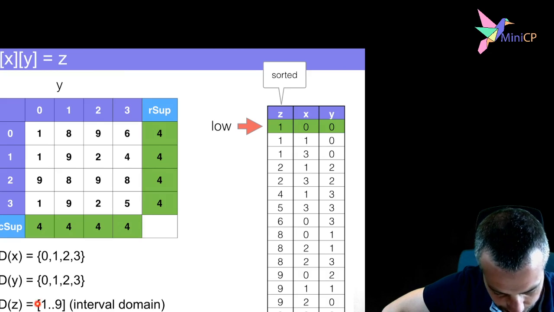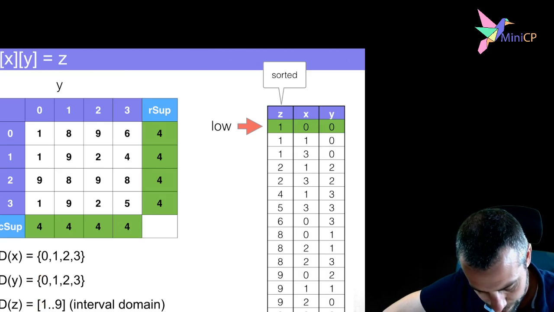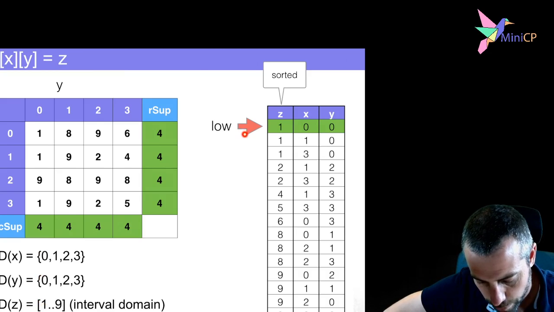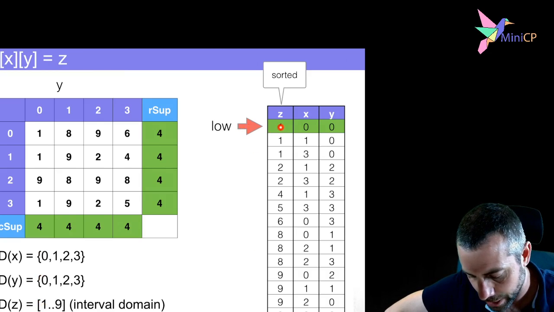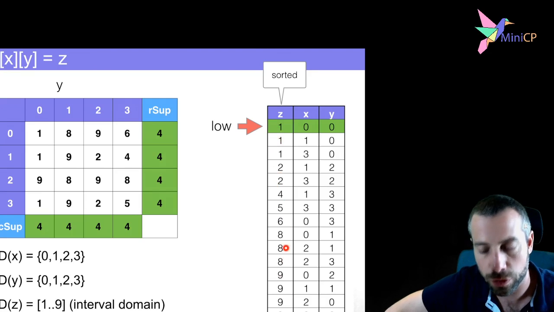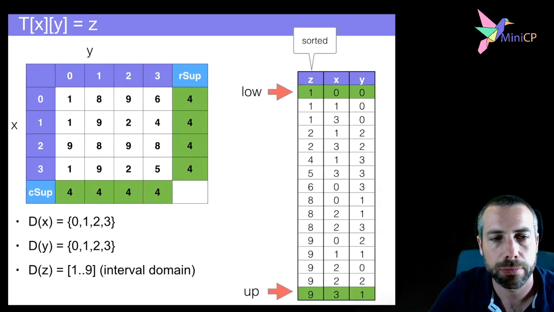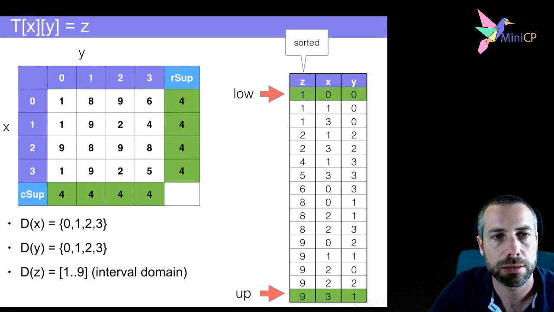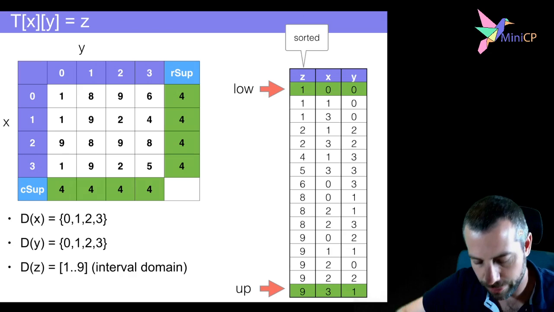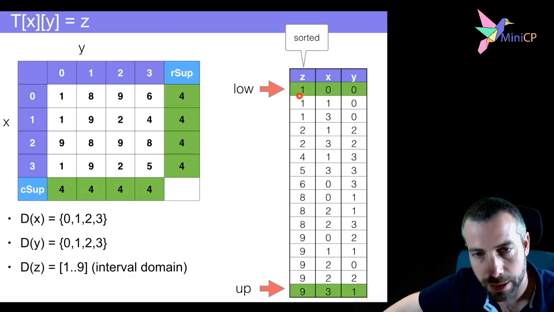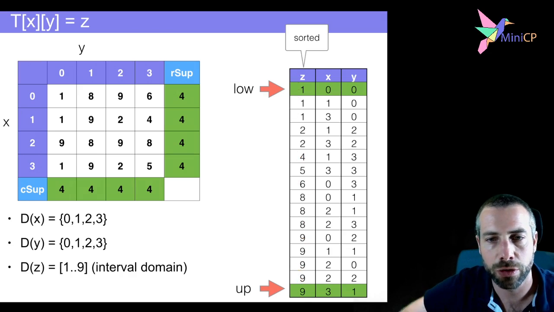Okay, and these are the domains. And what is important is that we will keep two pointers. We will keep the low and the up pointer, which means that every entry in between here is considered as support, as valid tuples by the constraint. So everything in between here is considered as a valid support.